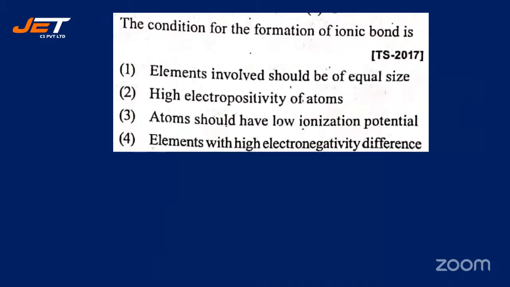The condition for formation of ionic bond is: Elements involved should be of equal size. Atoms should have low ionization potential, high electropositivity. Elements with high electronegativity difference. Which is the right answer? Any guesses?